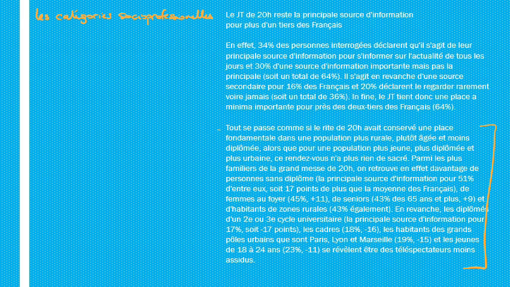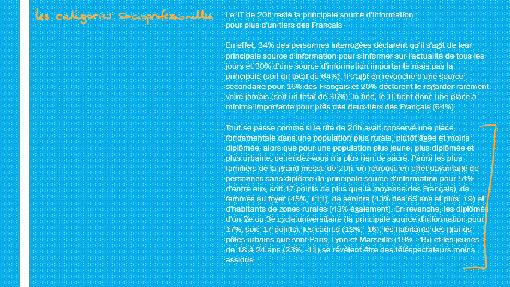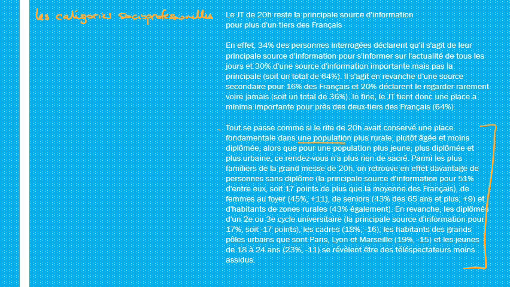If we take the text right from the beginning here, une place fondamentale dans une population. So une population here is not la population, so we're not talking about the population like the French population, for example. It's une population, really equivalent to a cohort. A cohort here for you guys. Plus rural, plutôt âgé, so these are the characteristics. Rural, âgé, diplômé. By diplômé they mean well educated, having a university education. Again, une population, and so on and so forth.